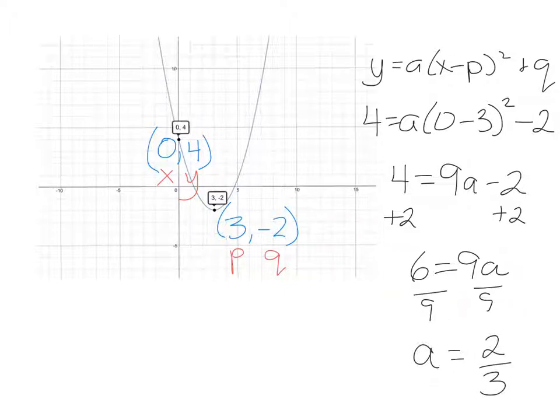I want you to leave it as that fraction instead of changing it to a decimal, because if you do, you'll be using a rounded value, but this is an exact value. So we'll leave things as exact values whenever we can. The answer for what the equation is: y equals 2 over 3 (x minus 3) squared minus 2.